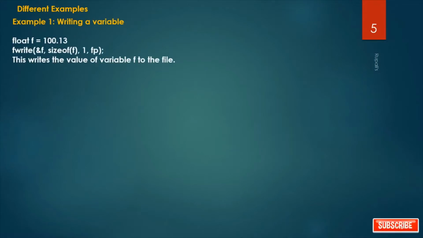First, writing a variable to a file using the fwrite function. I declare one float variable f. Now if I want to write this variable to a particular file, you have to write fwrite, then the address of f, meaning the address of this variable, then the size of this variable. How many variables are there? Only one, so you write 1, and then where you want to write, you give that file pointer. So this writes the value of the variable f to the file.